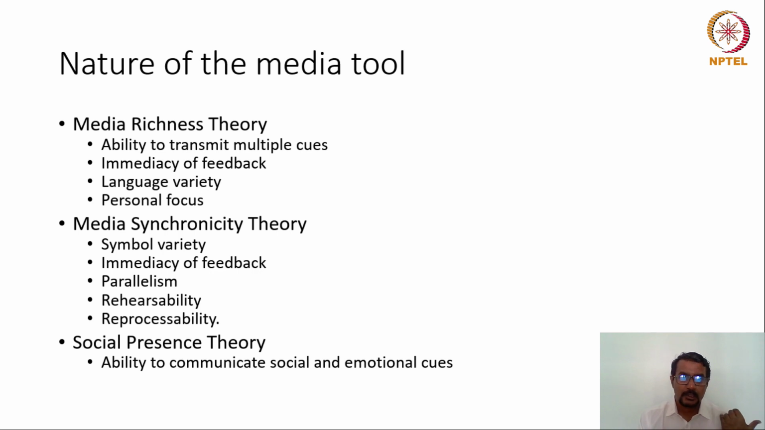Reprocessability is the extent to which you can retrieve the message. For example, with certain communication media, you can retrieve the message. For example, electronic notice boards like a blog. You're writing a blog and posting it in a group. If you want to remove the blog, you can remove it. But with certain media, it's not possible. For example, telephone. If you say something, you cannot undo it.